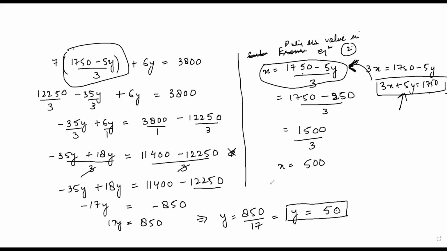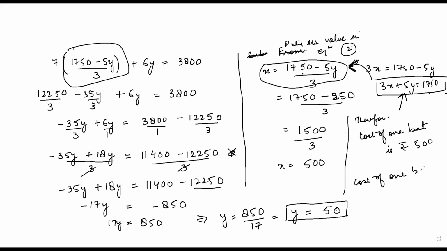Yes, ma'am. So just write the concluding statement. Therefore, cost of, how will you write? Cost of one bat is rupees x, so it should be rupees 500. And similarly, cost of one ball, please check in the question, is rupees 50. Please note it down.